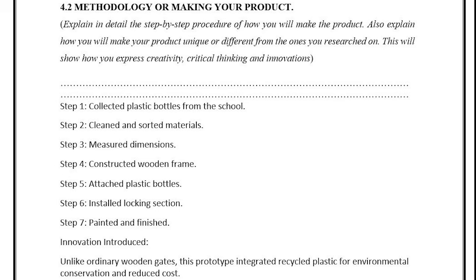If I'm to give you a sample, here is how it goes. Step 1, collected plastic materials from the school. Step 2, cleaned and sorted materials. Step 3, measured dimensions. Step 4, constructed wooden frames. Step 5, attached plastic bottles. Step 6, installed locking sections. Step 7, painted and finished. And then you can talk about the innovation here. Unlike ordinary wooden gates, this prototype integrated recycled plastic for environmental conservation and reduced costs.